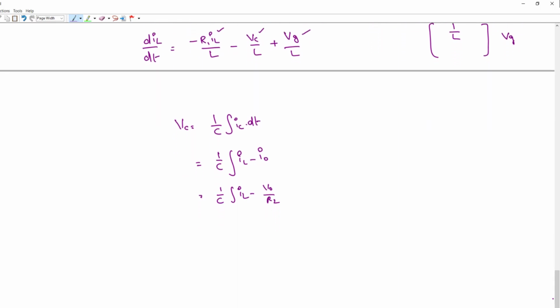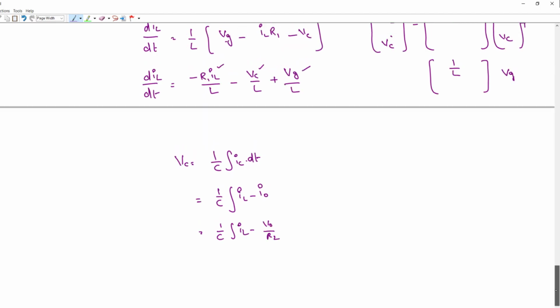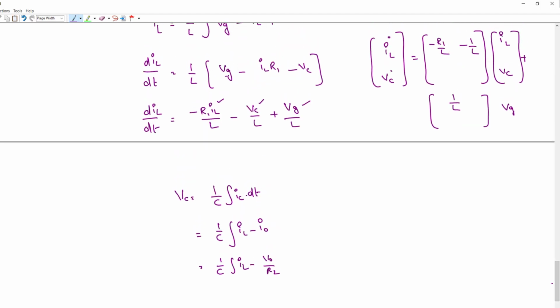I naught is equal to V naught by R2. Now simple, that's sufficient. Now it is in the form of input and output. Output is V naught, right? So V naught is the output, in terms of IL and Vc. V naught is equal to Cx plus du, that d is always 0.